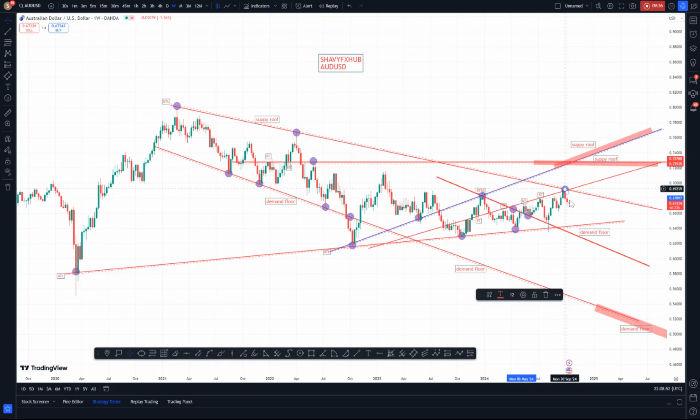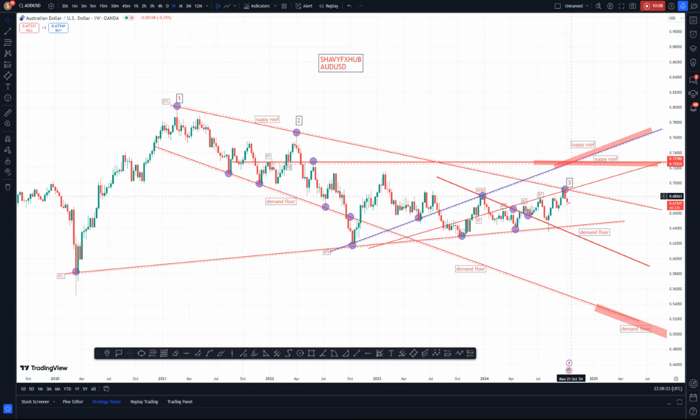So we came here to align with one, that is resistance one, resistance two, and resistance three. So price is showing a significant drop from AUD USD.